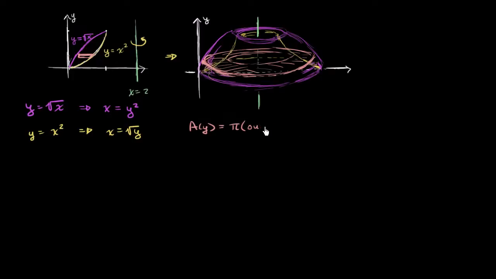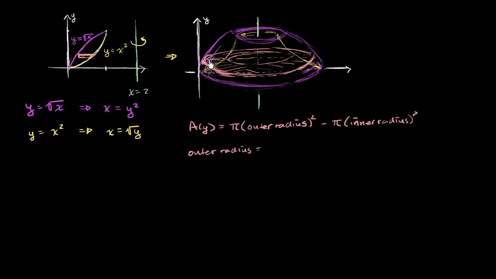I'll just write the outer radius as a function of y. Outer radius squared, minus pi times inner radius squared. And we want this all to be a function of y. So the outer radius as a function of y is going to be what? Well, it might be easier to visualize. Actually, I'll try it both places.